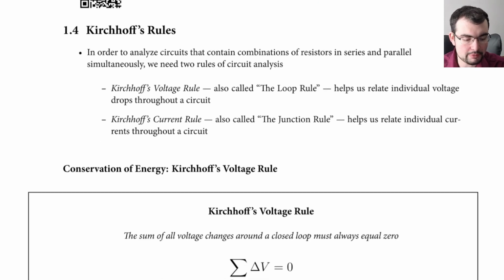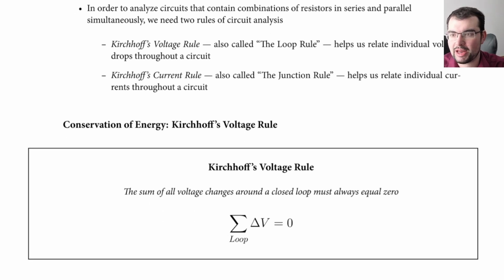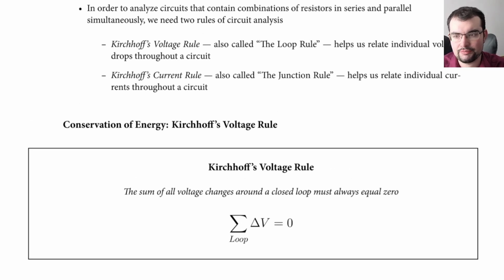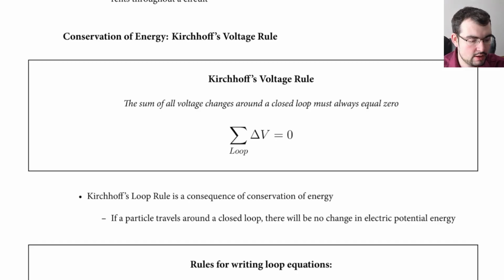We have a rule for voltages, which we will call the loop rule, and that relates voltage drops throughout a circuit. And then we have the current rule, also known as the junction rule, which relates currents. So first, energy conservation is encoded in a circuit using something known as Kirchhoff's voltage rule, which says if you walk all the way around a closed loop, usually a full circuit, then the voltage drops must sum to zero. This is actually a consequence of conservation of energy.